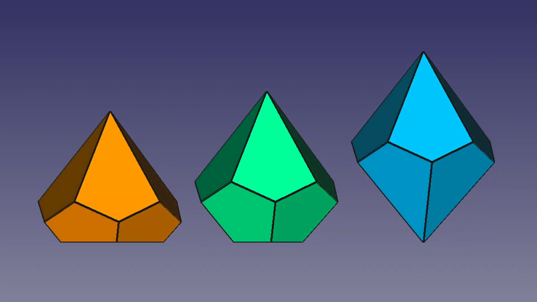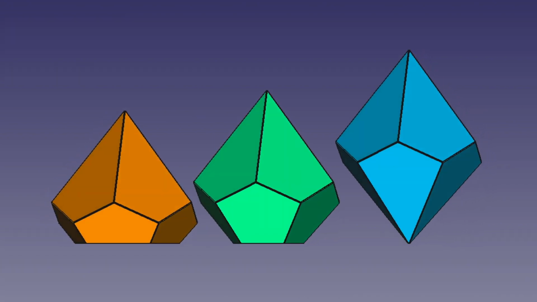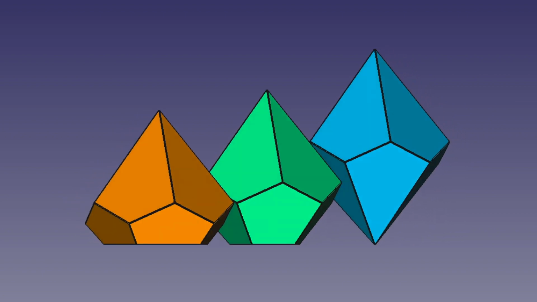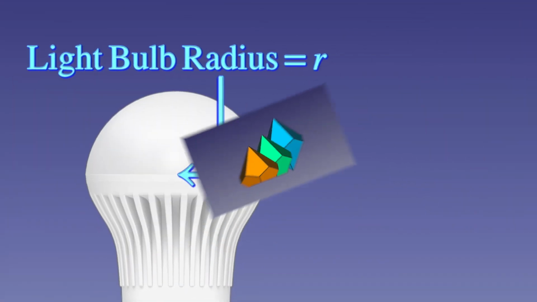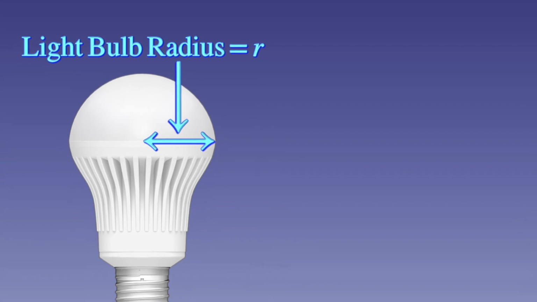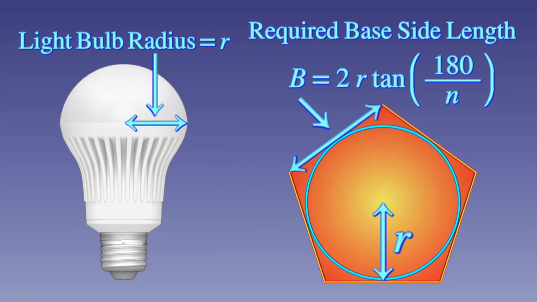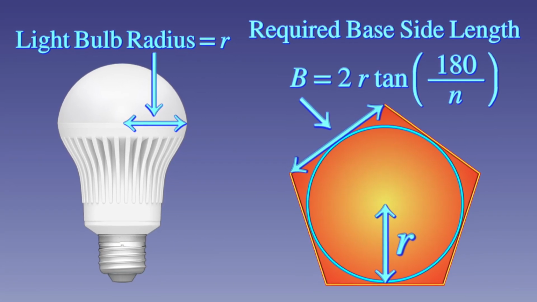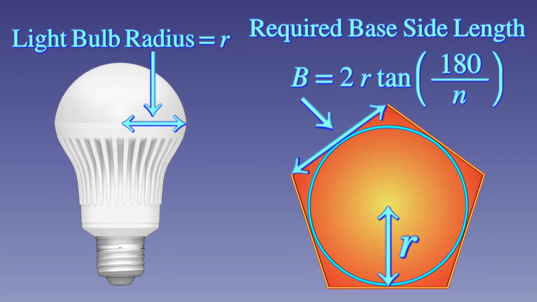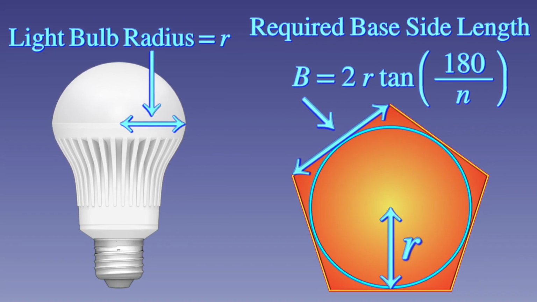This means that the b variable can be used to ensure a required opening size at the bottom of the model. For instance, if you are planning on using the model to make a lamp, and the light bulb you wanted to use had a radius of r, then your required minimum base side length would be equal to a value of 2 times r times tan(180/n).